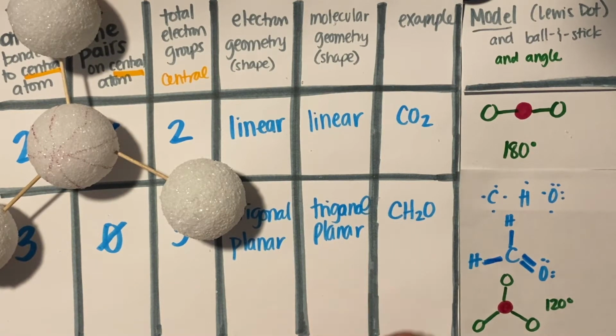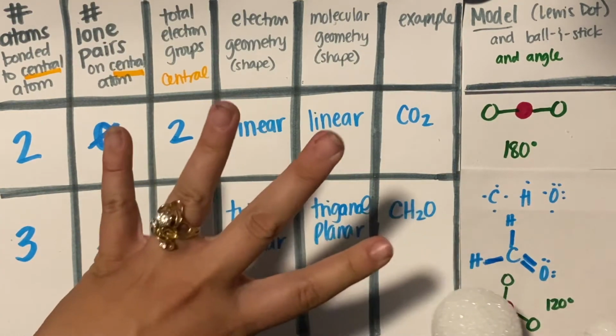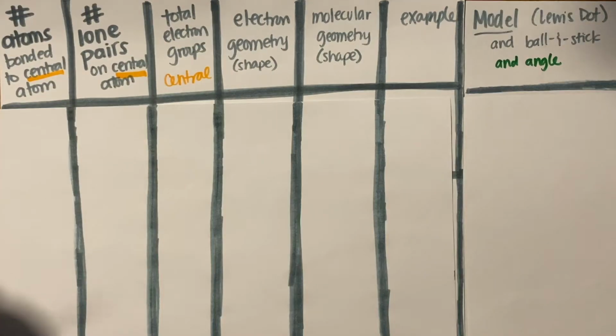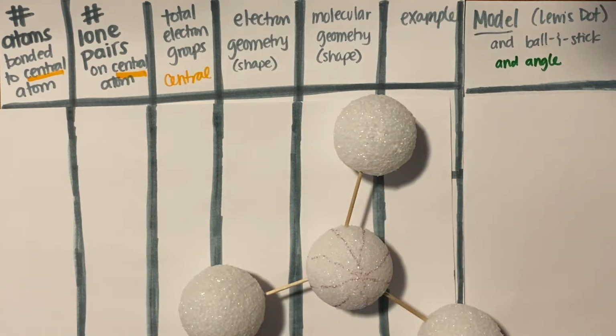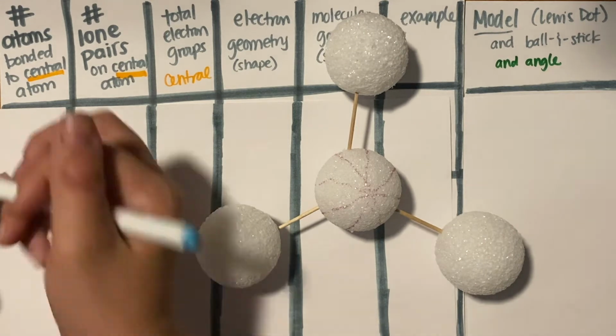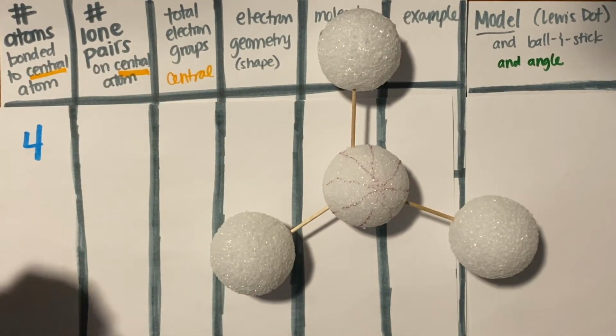All right, now we're going to add another atom, right? So instead of 3, we're gonna have 4. And I'm gonna need new pages, so hold up. Okay, so this will be the last quote unquote easy one, okay? So instead of 3 atoms bonded to my central atom, I'm going to now add another one. So I'm gonna have 4 atoms bonded to my central atom, all right?